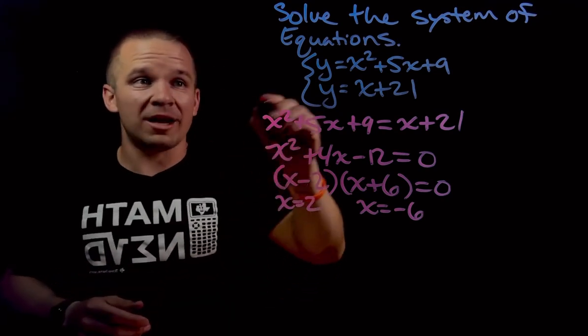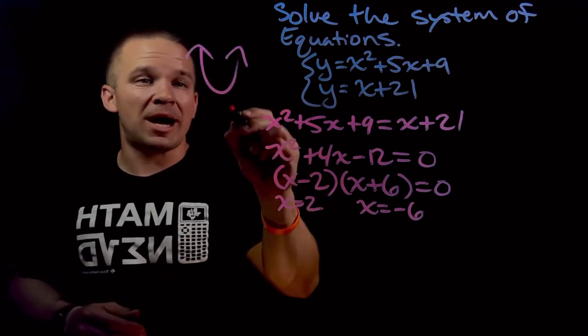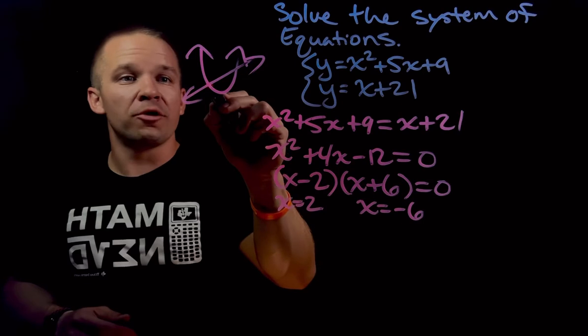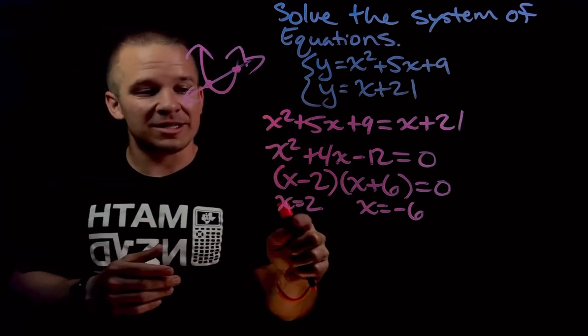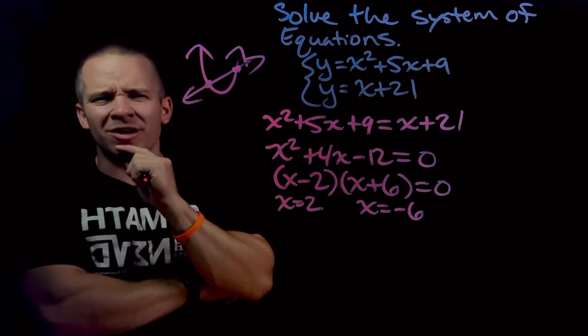I have a quadratic, something like this, and I got a positive slope, something like that. They're intersecting at two spots. I need to find those two spots. So let's take this 2 and let's sub it in. Which one are you going to go with?